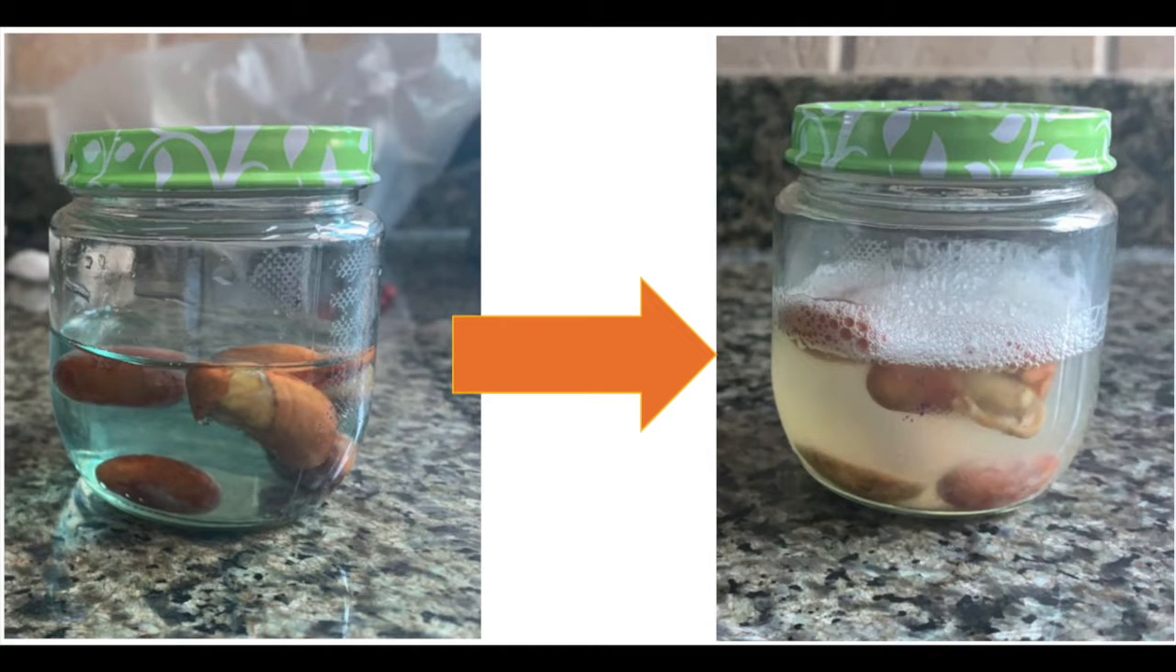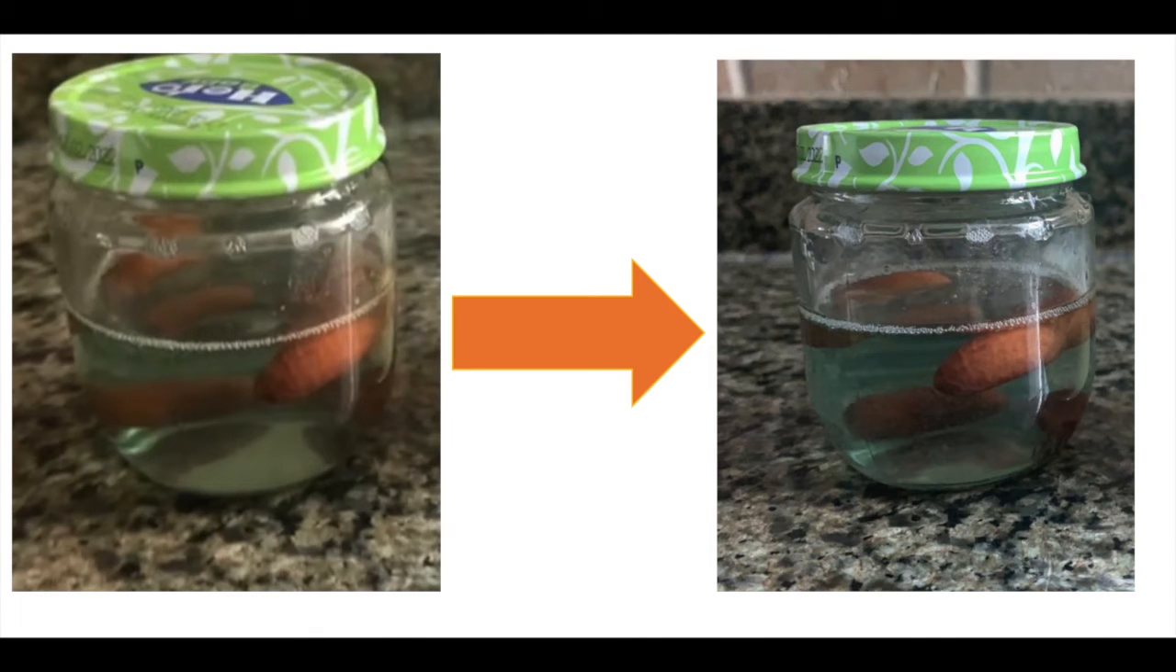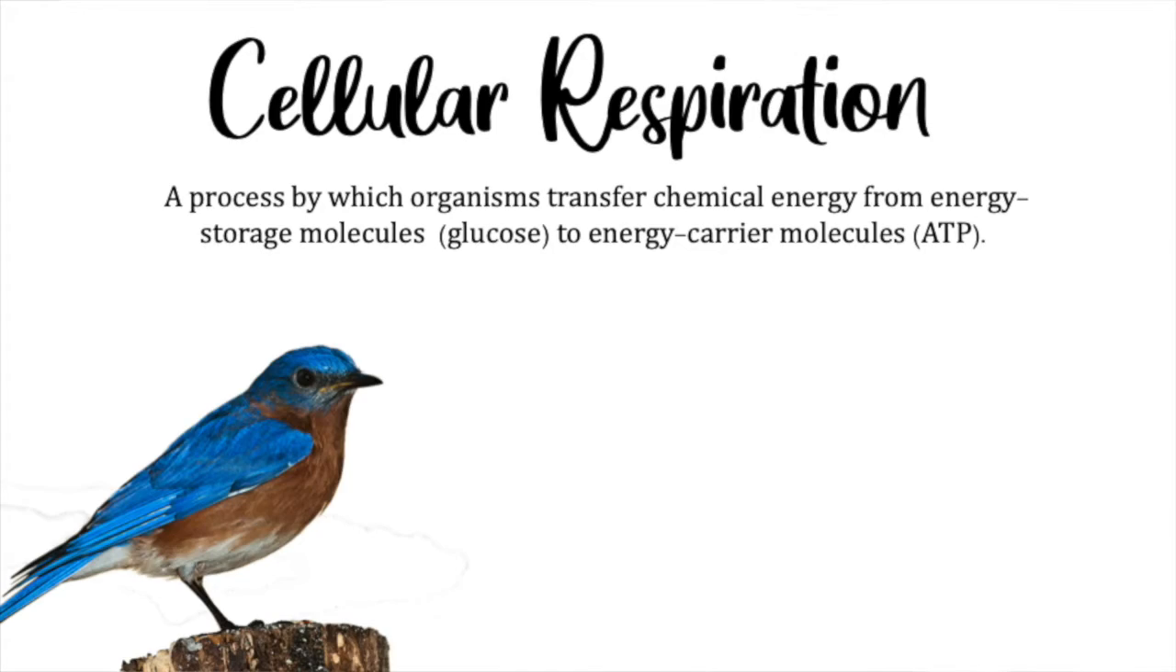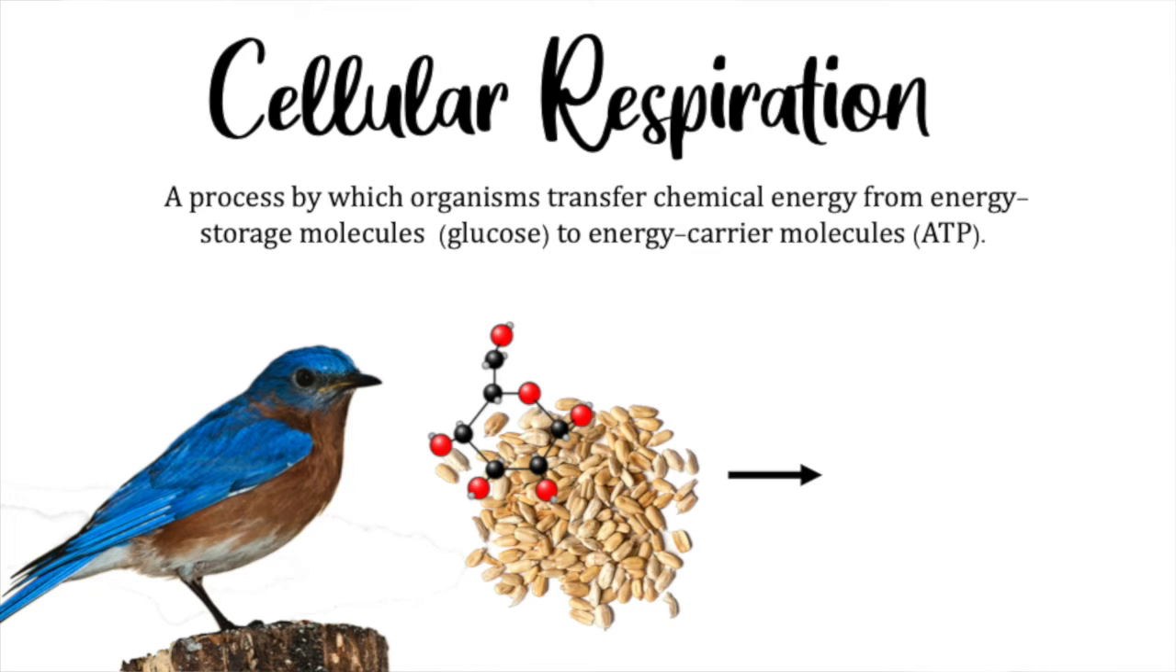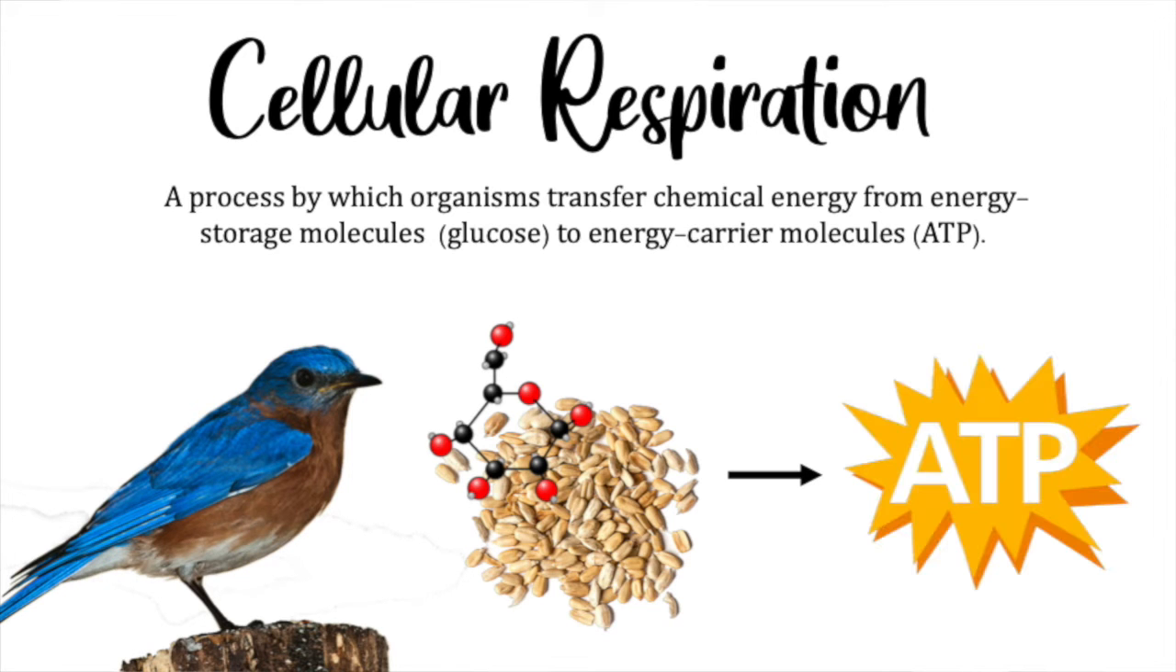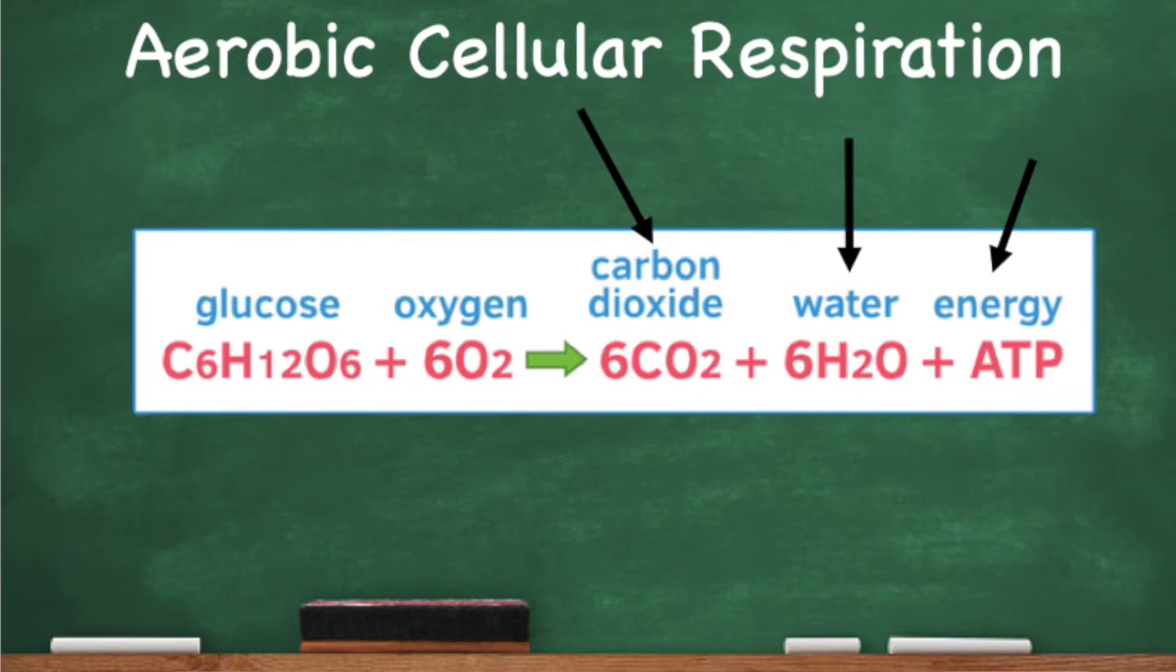After 24 hours, cup A, which was the one that had the germinated seeds, changed color from blue to yellow. Cup B, with the boiled seeds, did not change in color and it remained blue. As said before, cellular respiration is a process by which organisms transfer chemical energy from energy storage molecules, glucose, to energy carrier molecules, ATP. This process needs sugars and oxygen to produce carbon dioxide, water, and ATP molecules. Bromothymol blue, which is the reactant we use in our experiment, is a chemical that changes color from blue to yellow when carbon dioxide is present.